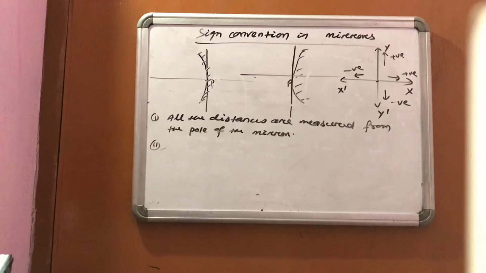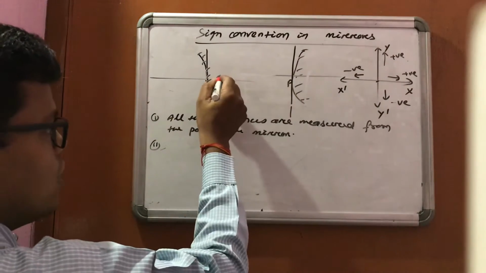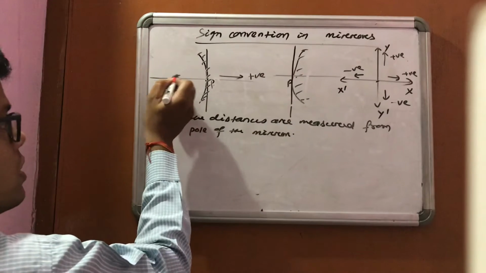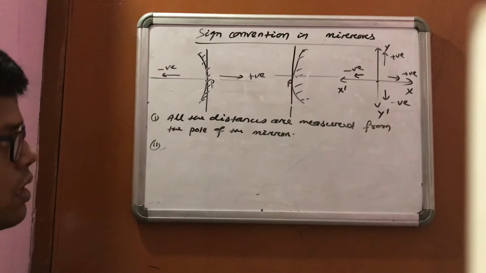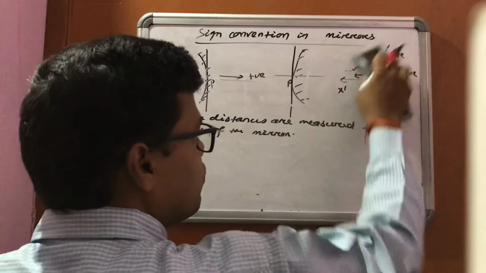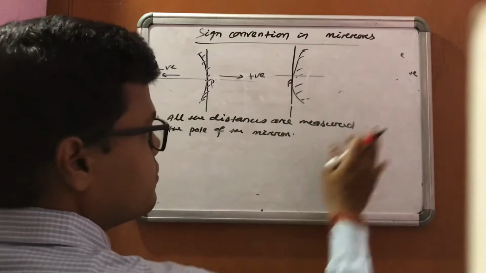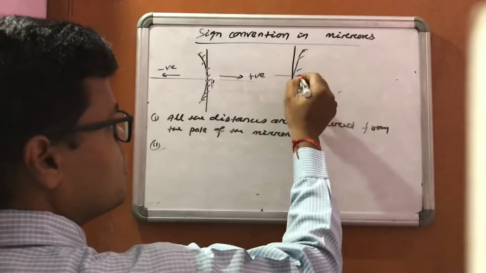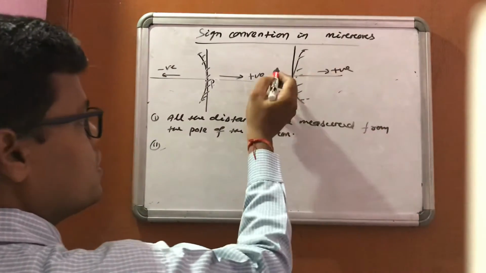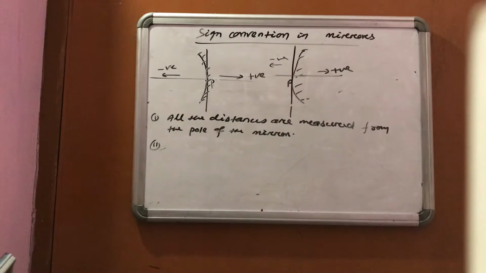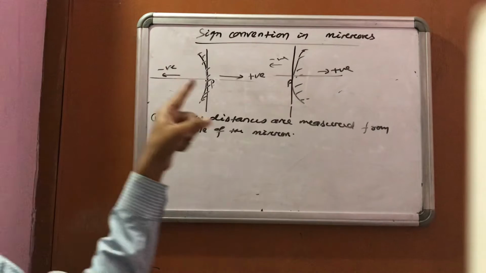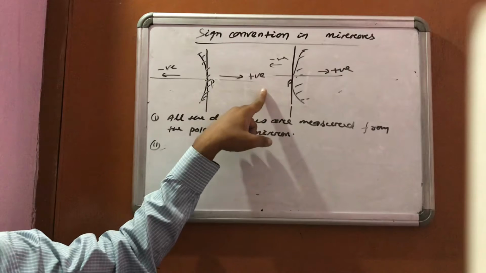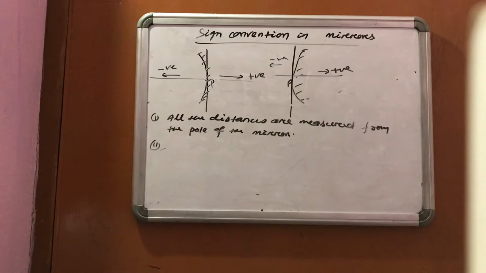Second is the distance measured towards the right of the principal axis is taken as positive and towards left taken as negative. Similarly, in case of this convex mirror, this distance is taken as positive, this is taken as negative. So the second sign convention is the distance measured towards the right of the pole is taken as positive and towards left taken as negative.